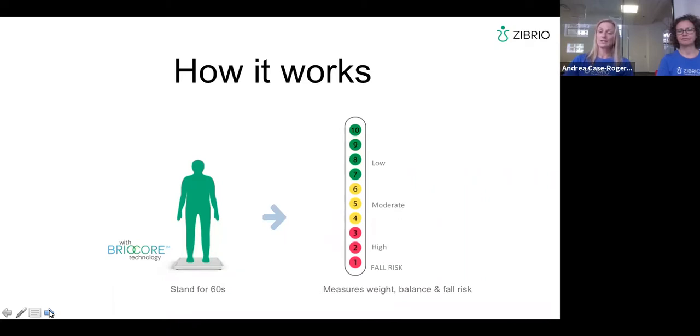Then we have 1, 2, or 3. If you score that, you're actually at high risk for falling. That means that we're predicting that you have a high probability of falling in the next 12 months. If you're 4, 5, 6, that's a moderate risk, but we really want to keep an eye on those high risk people.